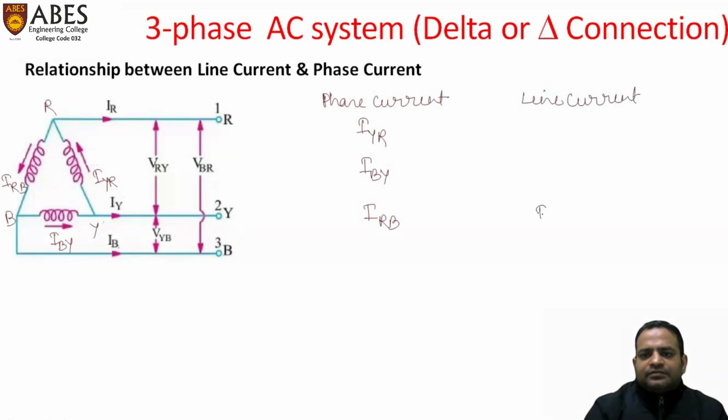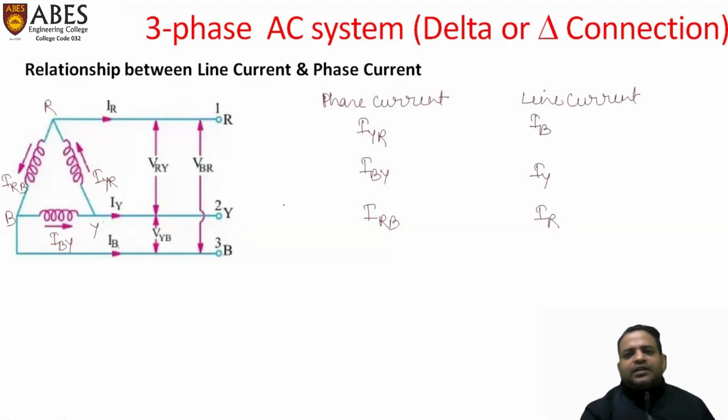IR current, IY current, and IB current. Is this current, IR current, ever equal to this IB? It is never possible, because at this R point, the summation of two incoming currents is equal to the outgoing current. So this current is incoming and two currents are outgoing.